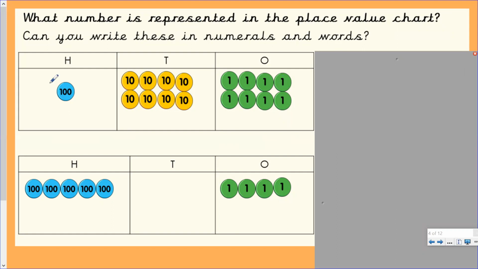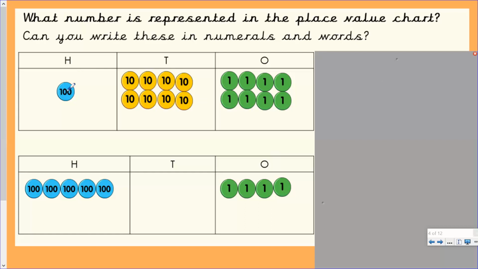So this number is represented in a place value chart. It shows what the place value of each of the pictorial representations are. These represent ones, these represent tens, and these represent hundreds. Okay, so what's this first number?